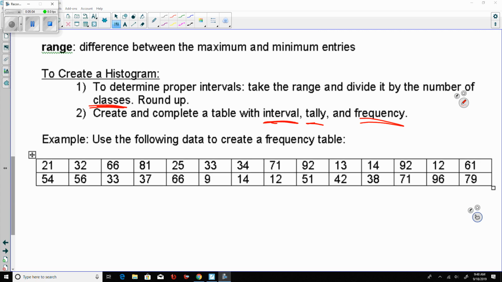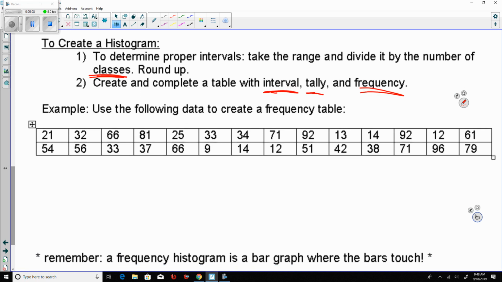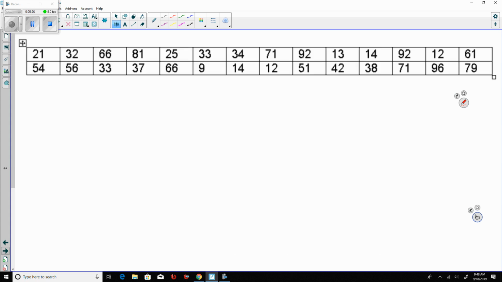All right, so you have your separate sheet of paper. Chapter 2, page 1A. We are going to determine the proper intervals. So we're going to take the range and divide it by the number of classes. I think I want 6 classes. It usually will tell you how many classes you want.